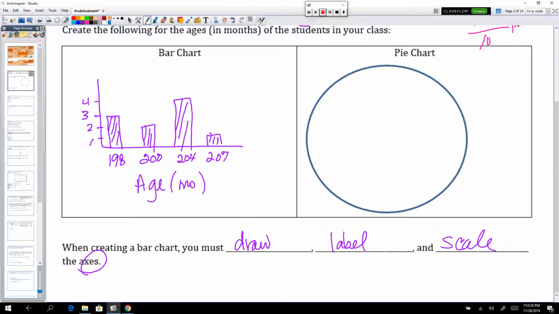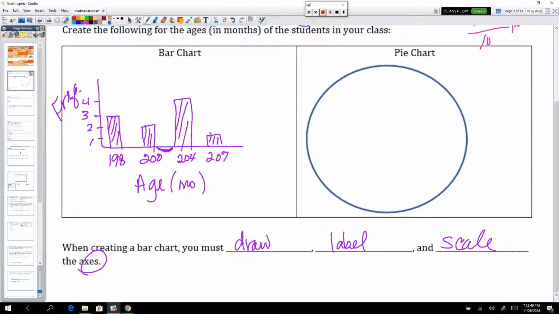And actually I should probably put some more space. I should put a little more space between here because this doesn't look properly scaled, does it? I should have spaced these out appropriately, but make sure that you scale your axes. I definitely scaled my y-axis correctly. I just needed to label it. So I'm going to label that frequency. So this is the frequency that the 198-month-olds have, it's a frequency of 3.